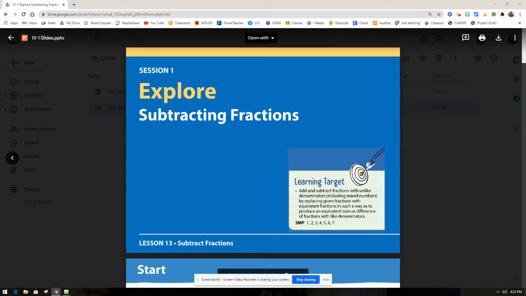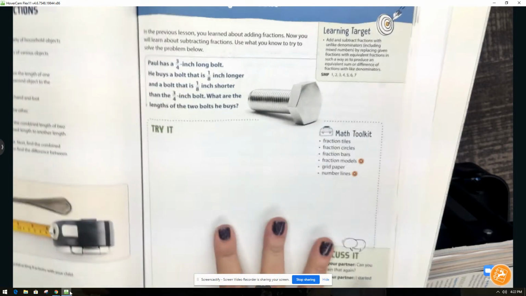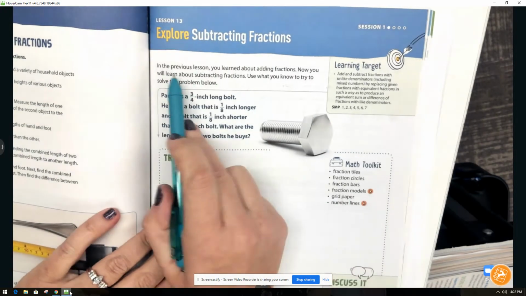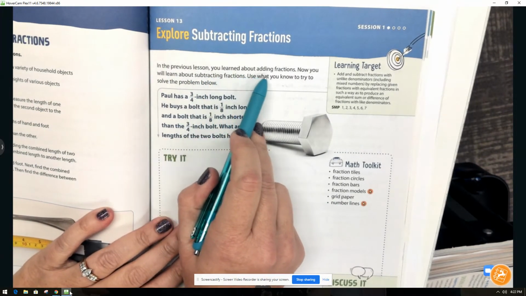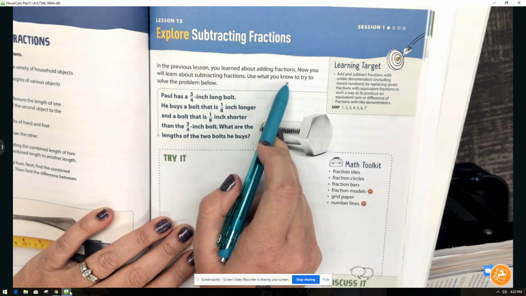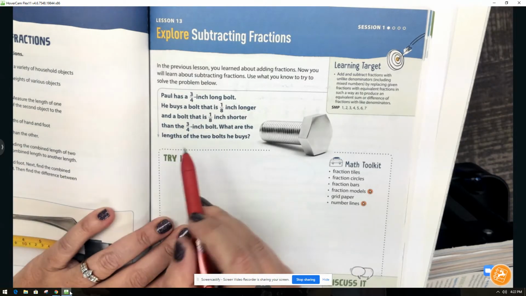So let's go ahead and go to our Ready Math workbook to page 249. Okay, so we're on page 249, subtracting fractions. It says, in the previous lesson, you learned about adding fractions. Now you will learn about subtracting fractions. Use what you know to try and solve the problem below. So let's go ahead and read the problem.